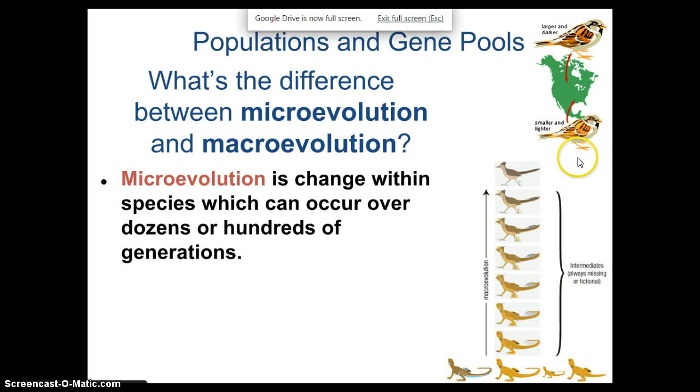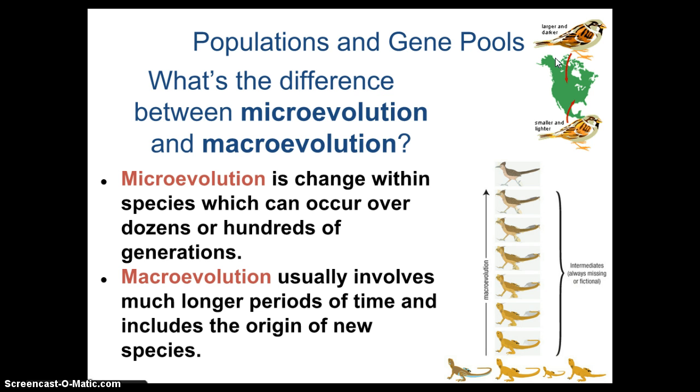So maybe this bird here that's smaller and lighter over time looks more different than this darker and larger one. Whereas macroevolution usually involves a much longer period of time and includes the origin of a new species. So over here again, they show this lizard changing colors, and that would be microevolution, but this lizard turning into a bird would be macroevolution.